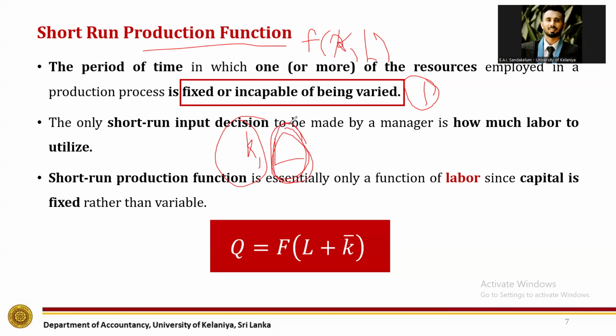They can make all the changes to L. They cannot make changes to K. If you need to change K, the time should be changed to a long term. In the short term, the important thing is that the labor function changes, but the capital is not changed within the time. So that's the reason, as a function, this should be constant. L plus K bar. So this is the short run production function.